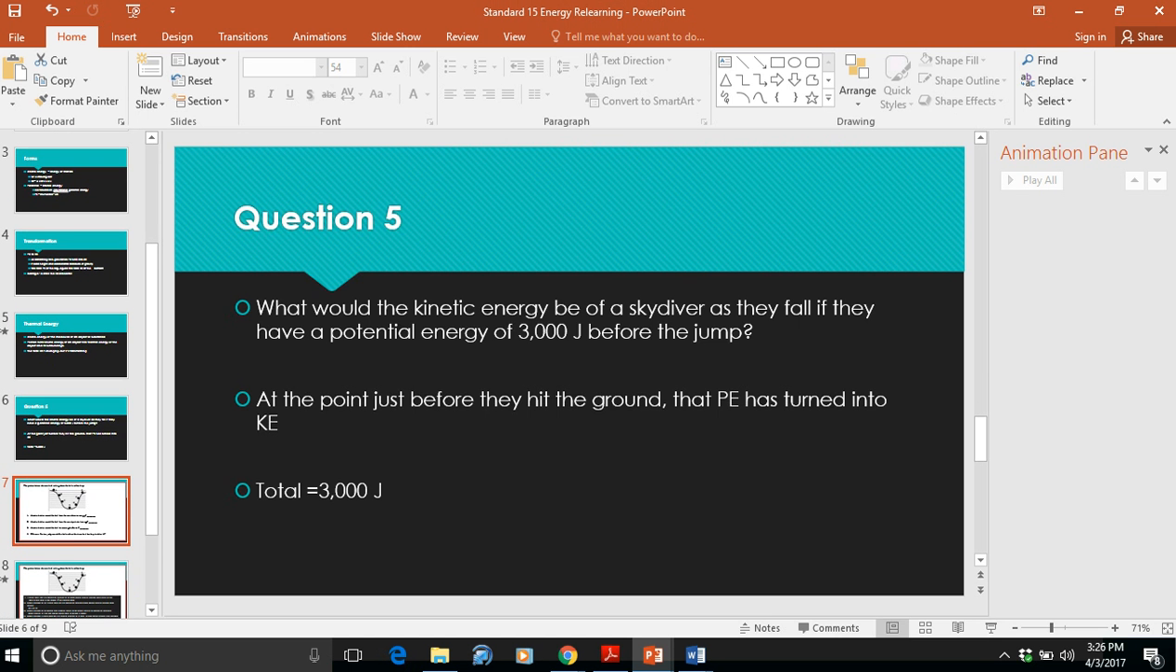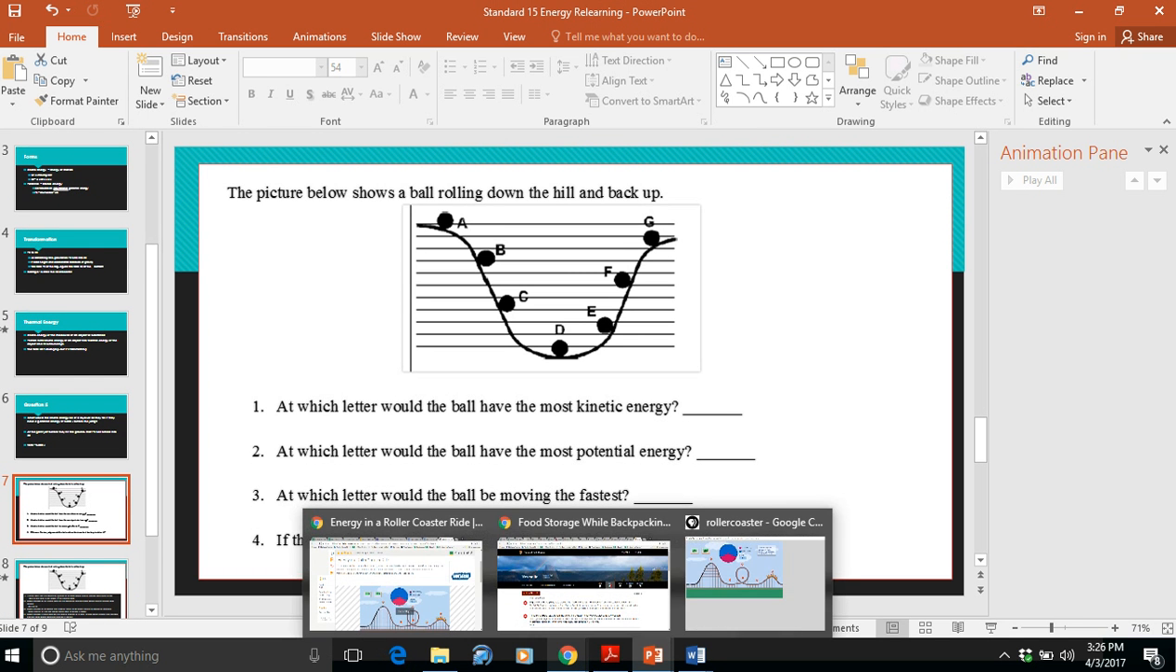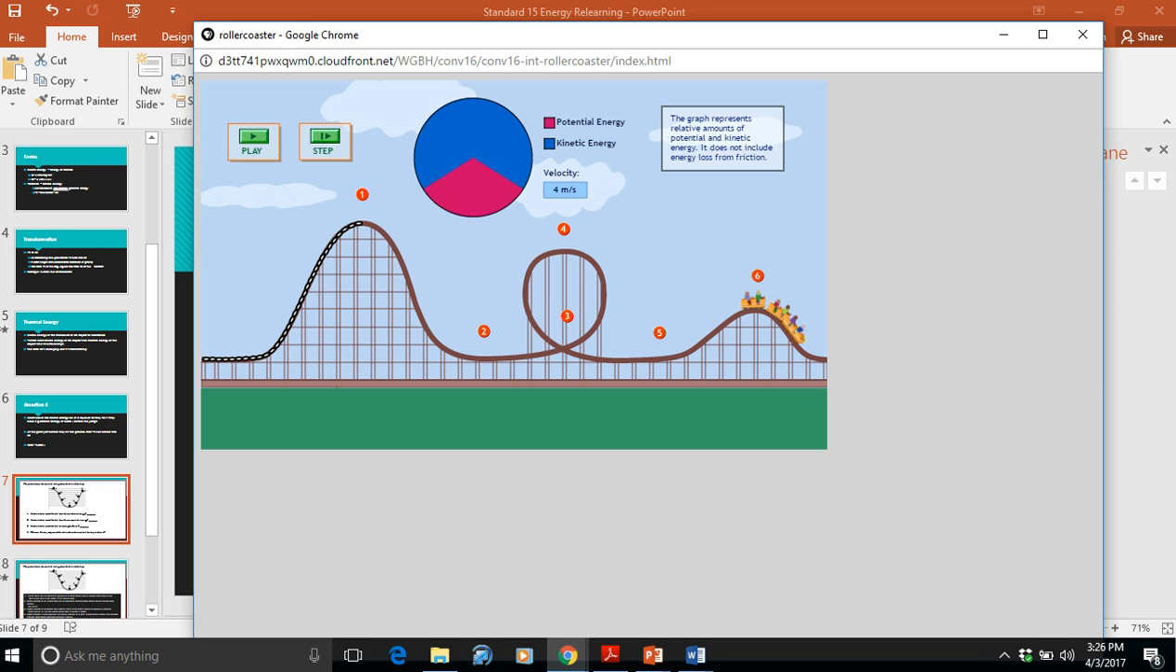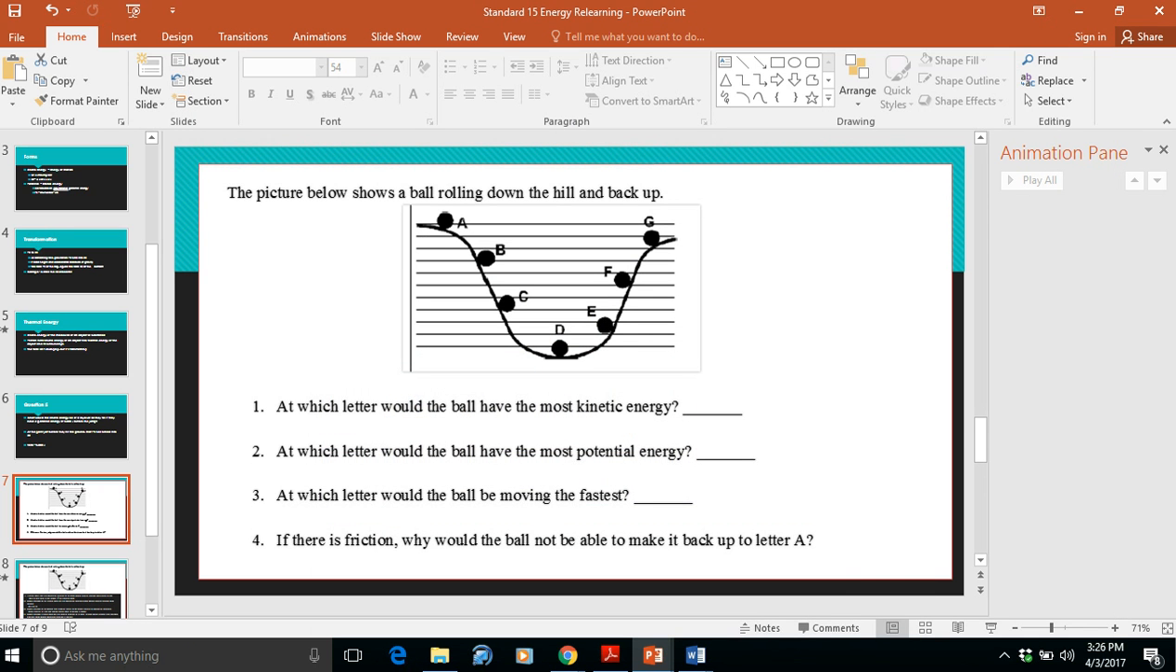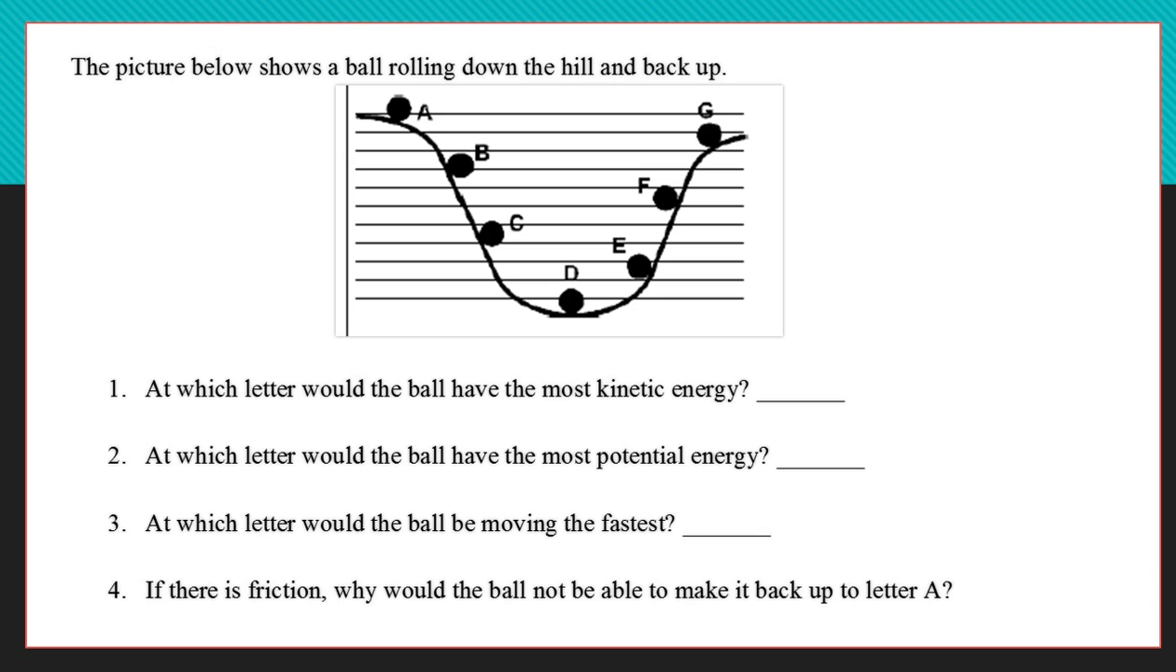If you look back at our roller coaster, I'm going to just step through here to number 2. When the height is basically 0, it's going the fastest and it has all kinetic energy. At which letter would the ball be moving the fastest? Well, that would be at D. Because again, there is no more potential energy, so it's all turned into kinetic. And when kinetic is high, speed is high.